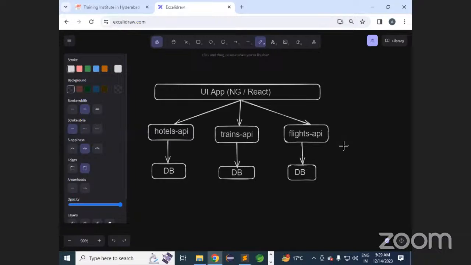Now, 10 people are accessing hotels booking, 10 people are accessing flights booking, 10 people are accessing trains booking. 30 people are accessing our application to book different tickets. The 30 requests will go to 3 different servers. The hotels API is running in one server, the flights API in one server, and the trains API in one server. So our application is running in 3 servers. User requests will be distributed.